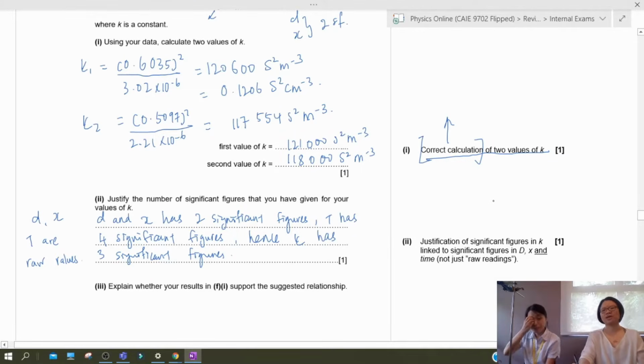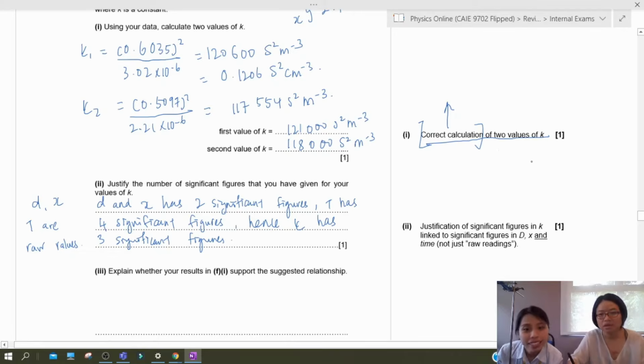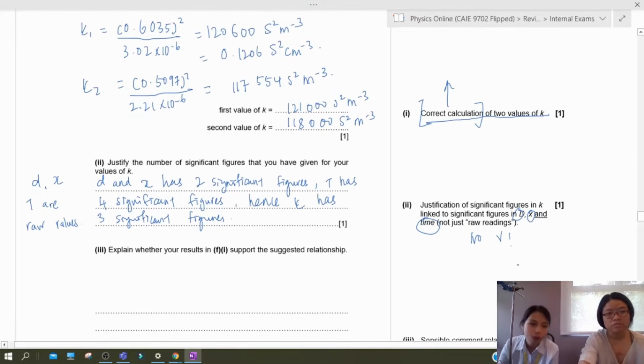Cancel, you don't write so big. See the mark scheme justification, you must say D, X, and T. Don't just say raw reading have 2 SF. So you just say raw reading have 2 SF. No. Therefore, I do 2 or 3. Cannot. You must say what values. What are the raw values?